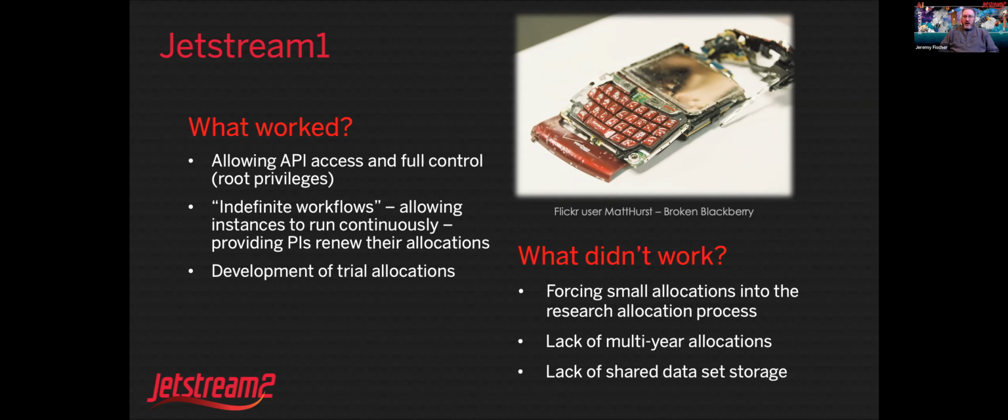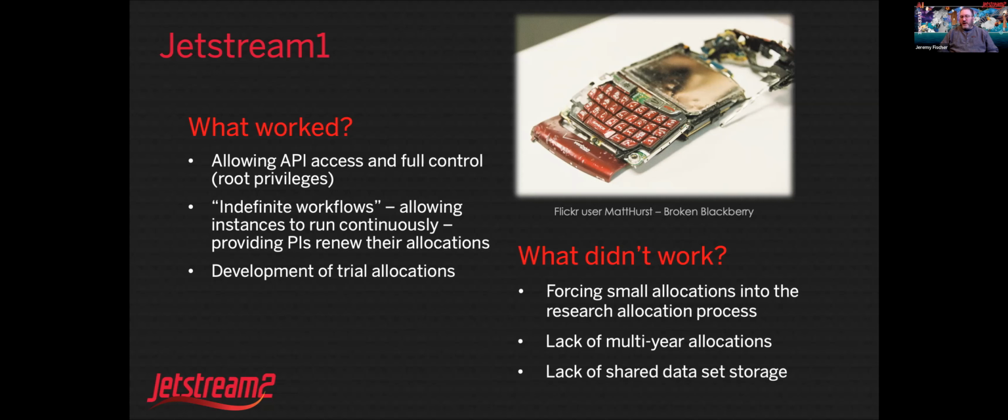The things that didn't work: forcing small allocations into the research process. If you're not familiar with Exceed, there's different levels of allocations. There's startup, education, research allocations. Research allocations are not limited. You can literally get millions and millions of core hours, but it means going basically to a review committee. And so for smaller groups that basically just needed a handful of hours, they weren't used to doing that sort of rigorous proposal writing, and it caused some issues. I think it kept some folks out of the research process that could have really benefited from it. So we're seeing some changes there with Exceed and hopefully with Access as well.